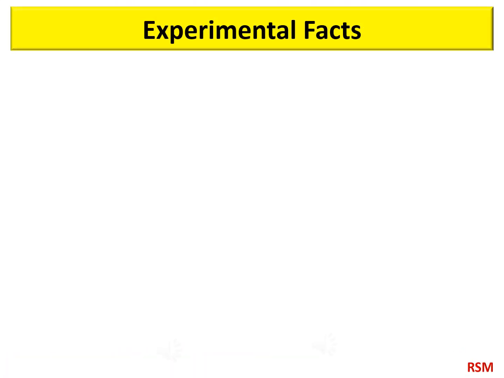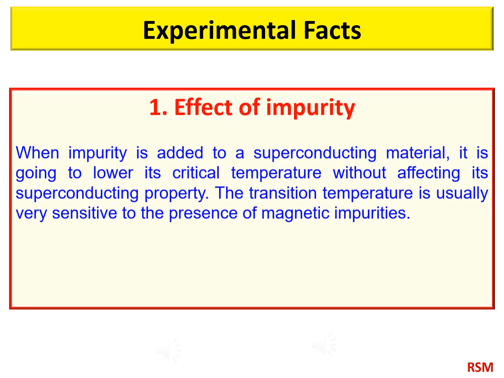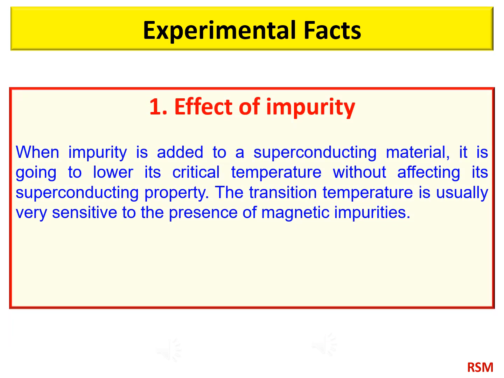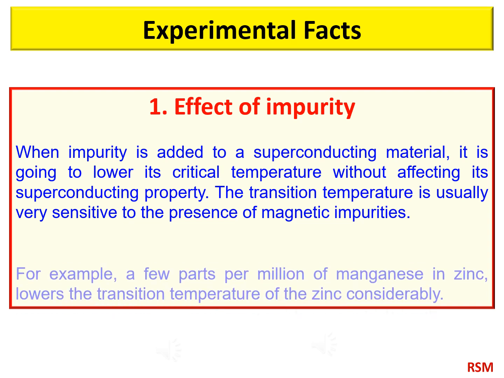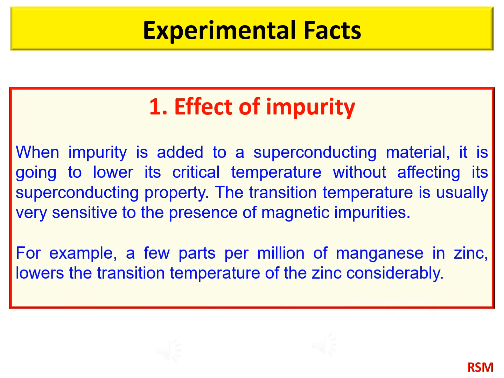The following experimental facts are observed for superconductors. Effect of impurity. When impurity is added to a superconducting material, it is going to lower its critical temperature without affecting its superconducting property. The transition temperature is usually very sensitive to the presence of magnetic impurities. For example, a few parts per million of manganese in zinc lowers the transition temperature of the zinc considerably.